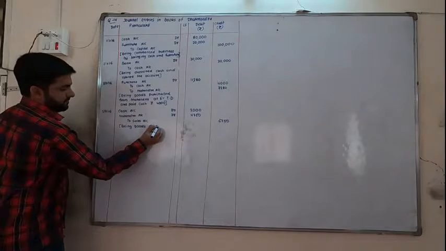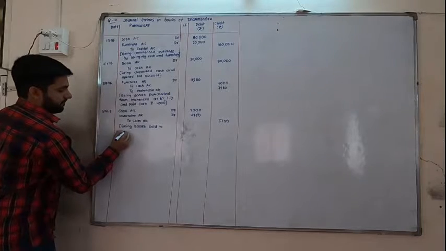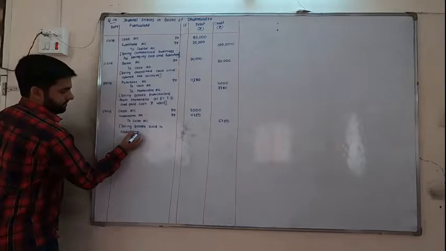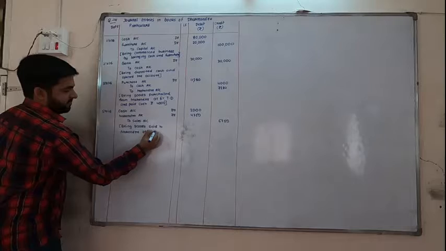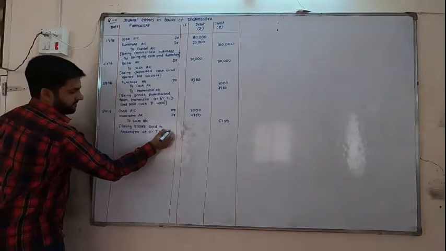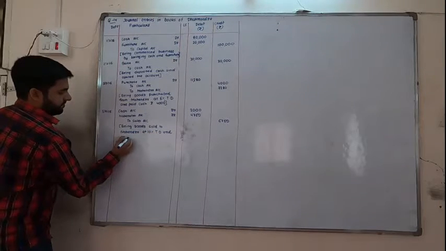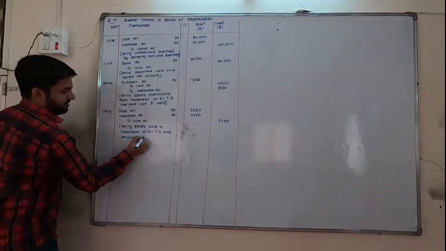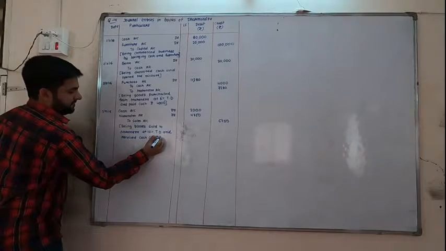Being goods sold to Narendra at 10% TD and received cash of rupees 2,000.